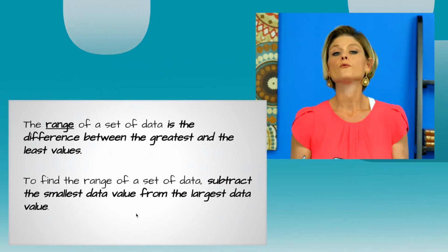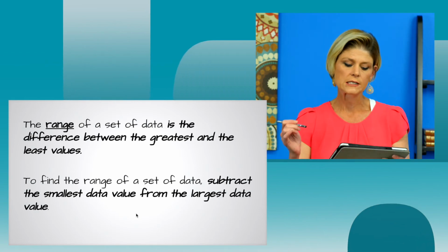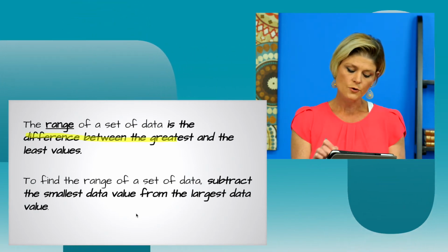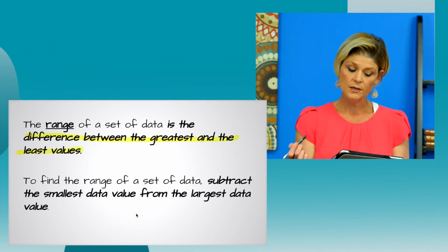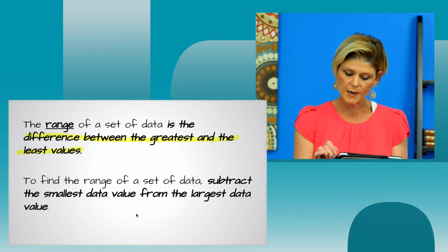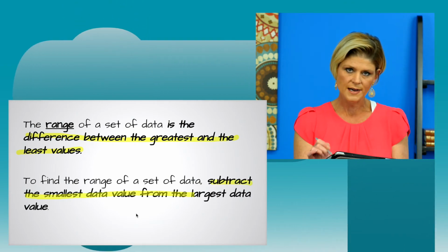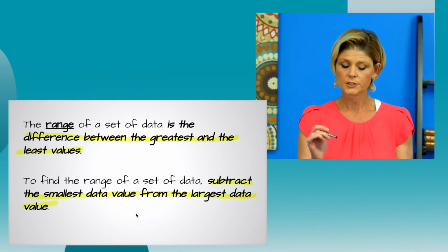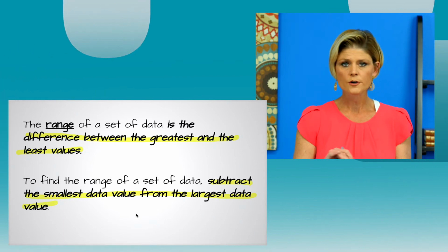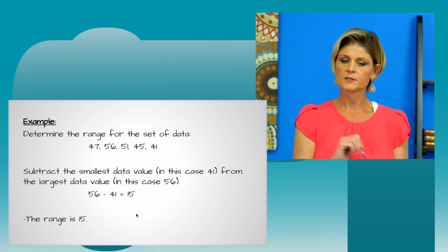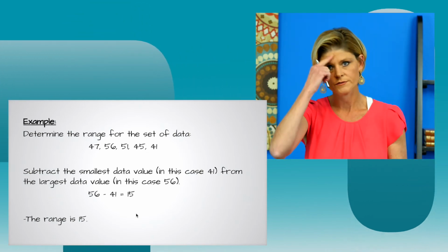Let's also talk about range. Okay, the range, in a set of data, is the difference between the greatest and the least values. So to find the range of a data set, it's so easy. You just subtract the smallest data value from the largest data value. So once you arrange them in order from least to greatest, take the least and the greatest and subtract the two, and that will give you the range.